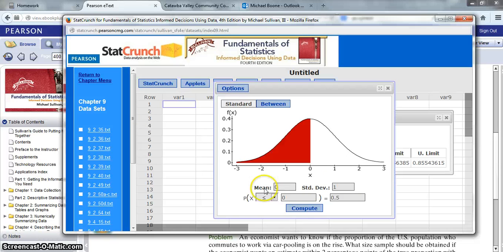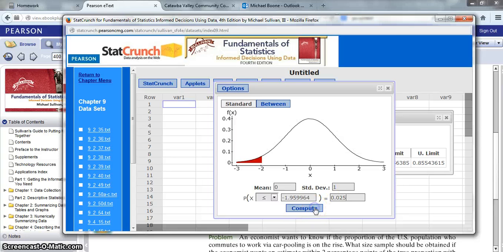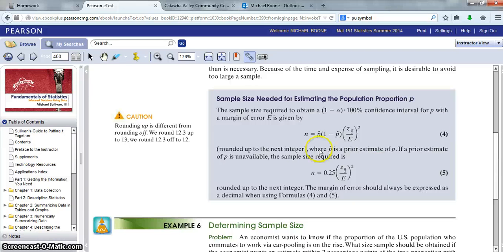It's the stuff you're doing in Chapter 7. Again, I'm looking at a z-score, so my mean's 0, my standard deviation's 1. And I just want to find what my z value would be for 2.5%. So that's my z alpha over 2 for a 95% confidence interval. So negative 1.96 or positive 1.96. Either one would be fine, because you square it, it's going to be positive. So those are the formulas you're going to need to figure out sample size.